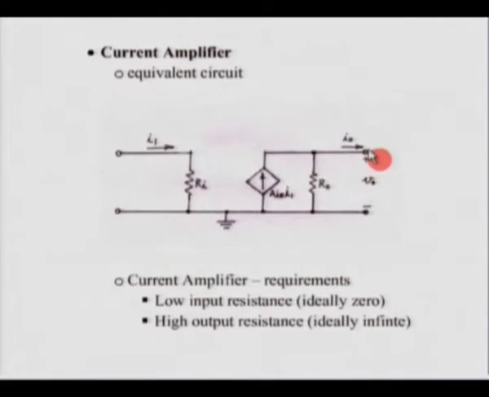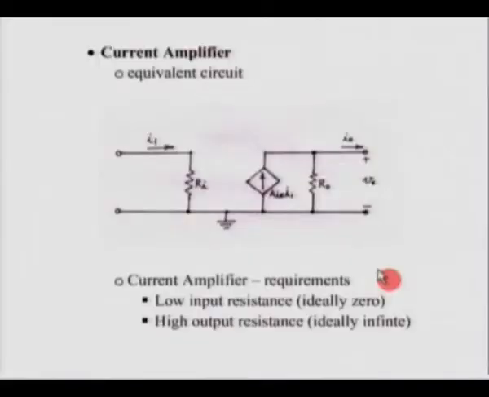Coming to the output side, since we would like the entire current to flow through the load, the output resistance R naught ideally should be infinite. There is a very common misconception that for every amplifier the input resistance should be infinite. This equivalent circuit of the current amplifier shows that that is not so. We need to look at the particular amplifier in question to decide what its input and output resistance should be. If it is voltage controlled, then we need infinite input resistance. If it is current controlled, then Ri should be 0.